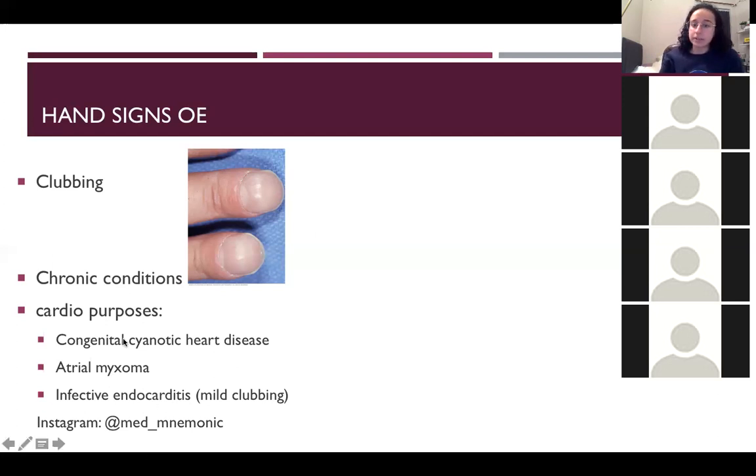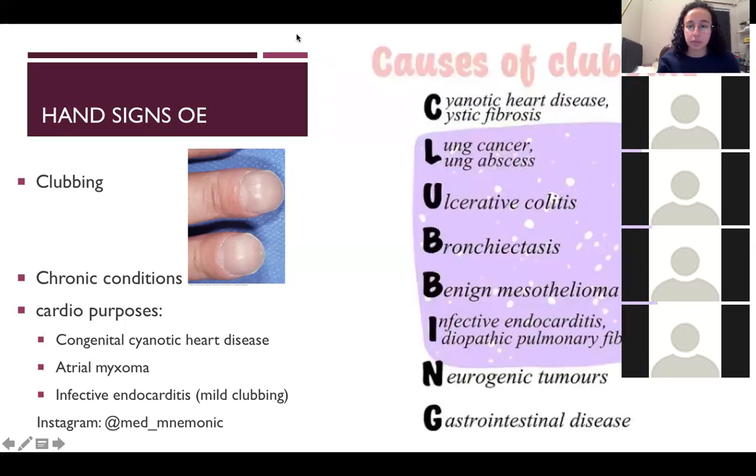Infective endocarditis can cause it, but it's mild, so that one didn't come straight to my mind. Here's a nice little mnemonic if you want to think about the causes of clubbing in other systems as well. This is from MedMnemonic, it's on Instagram, it's quite a good page. For resp, it's cystic fibrosis, lung cancer, lung abscesses, etc.